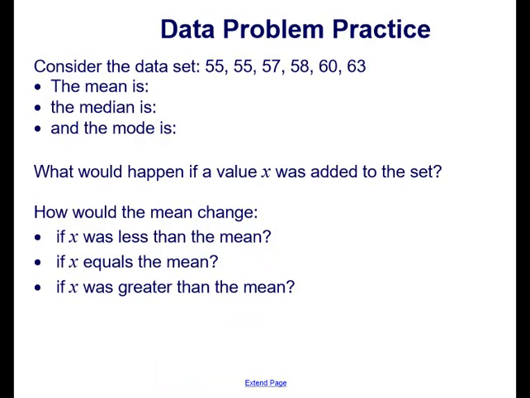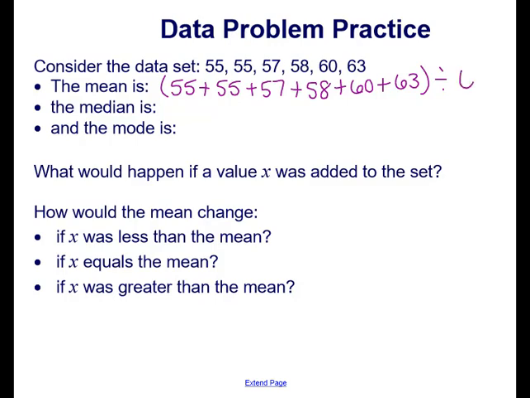So now let's look at a different set of data. Now we have 55, 55, 57, 58, 60, and 63. So first let's find the mean, median, and mode for this set. So the mean, we have to find the sum of all of our numbers. We have to add 55 plus 55 plus 57 plus 58 plus 60 plus 63 and divide by 1, 2, 3, 4, 5, 6 values we have.